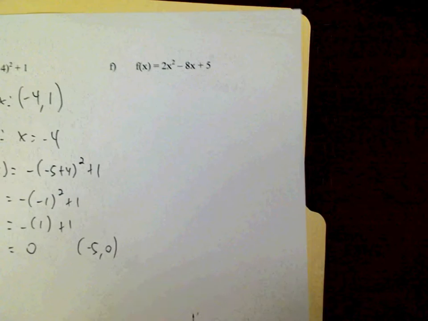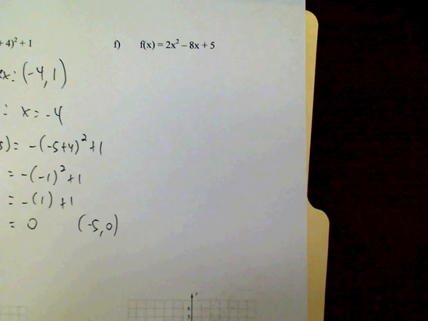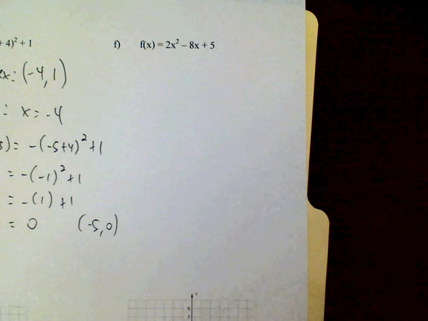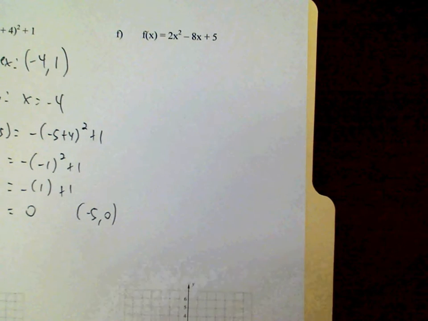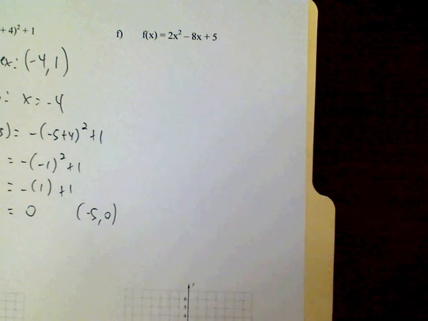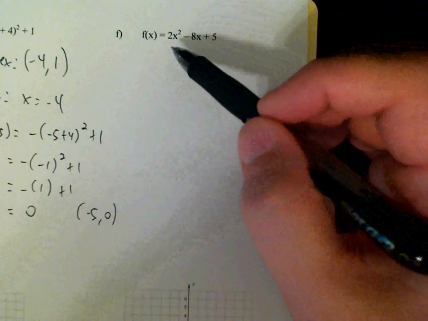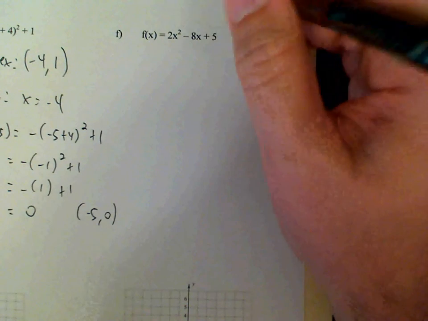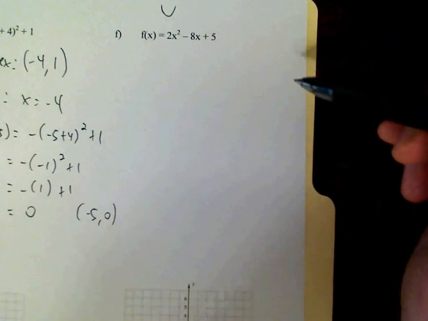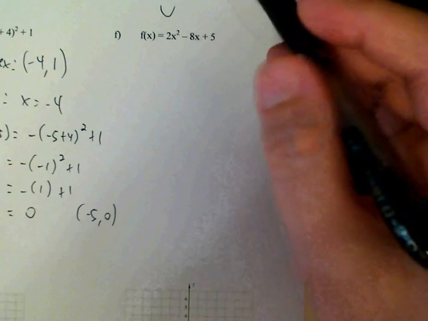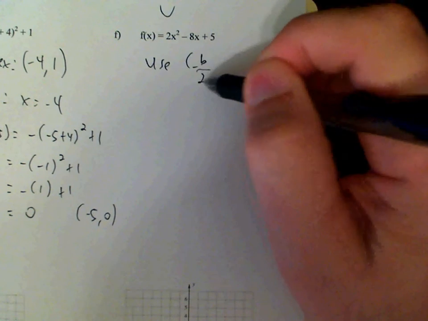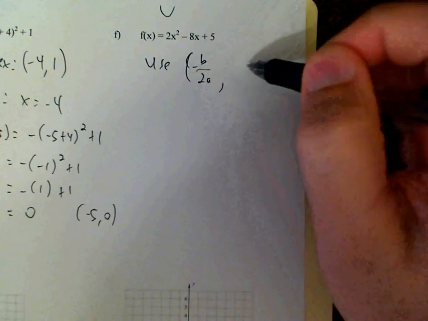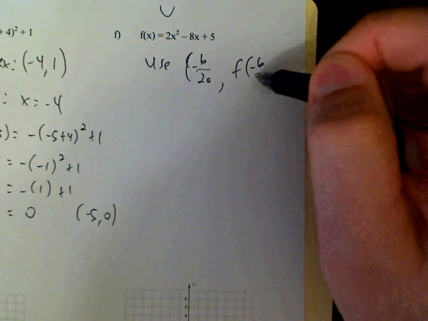Now look at part F. I'm going to try to use that last information we just discovered to help us with the points. But here's the thing with this one. First off, I see a positive 2 in front of the x squared, which tells me right side up U. It's not in correct form, so I'm going to use negative b over 2a comma f of negative b over 2a to find the vertex.